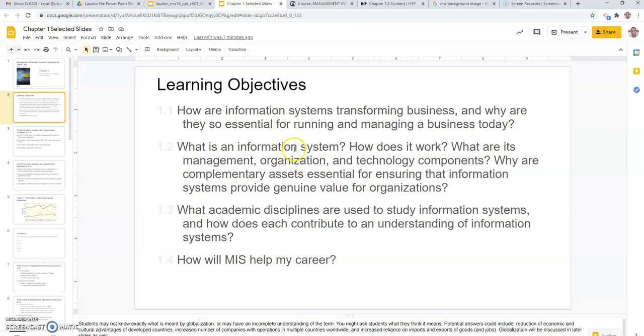We have to define what an information system is, how it works. And then why we think of it as management, organizations, and technology. Why is it 3 components and not 1? And we have to know what complementary assets are, very important right here. And academic disciplines, we already talked about that, right?